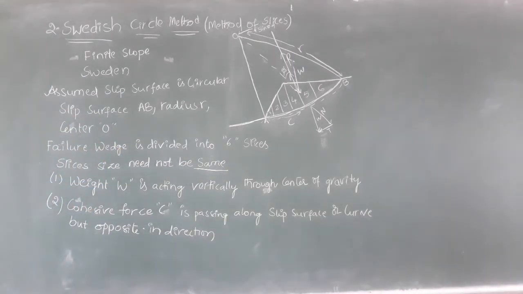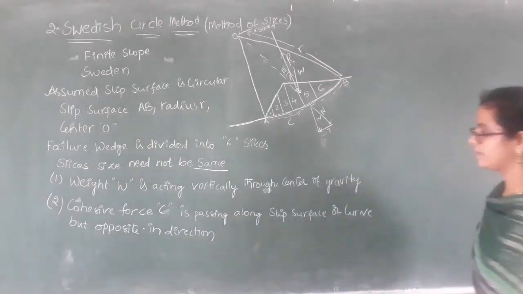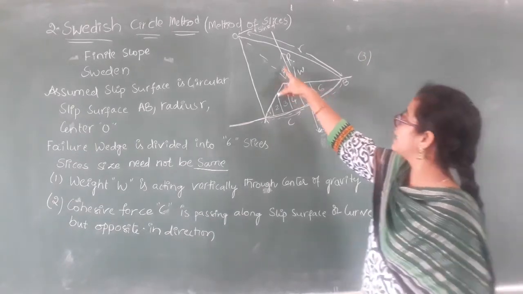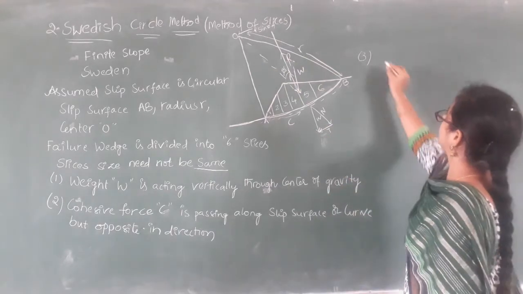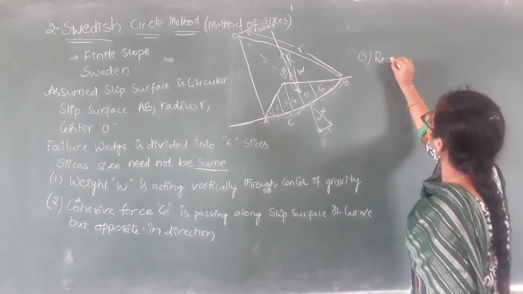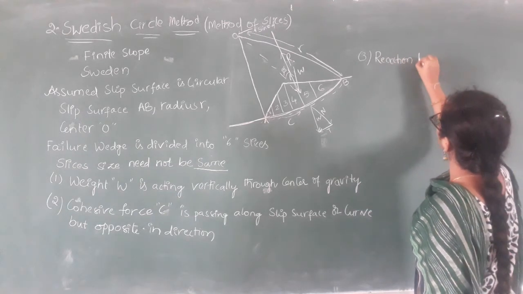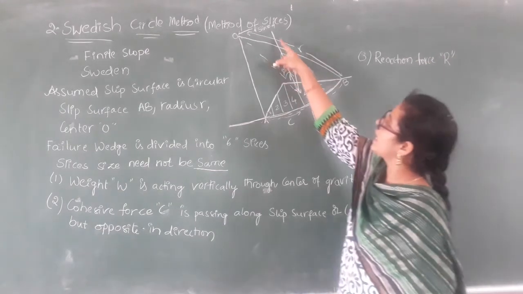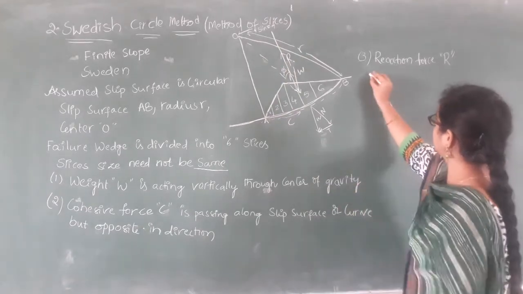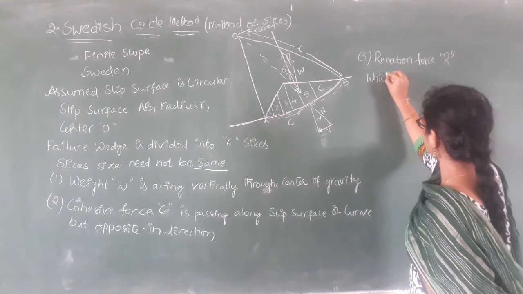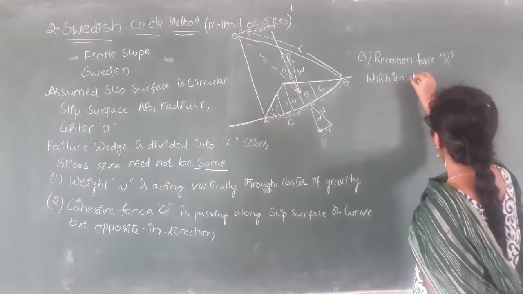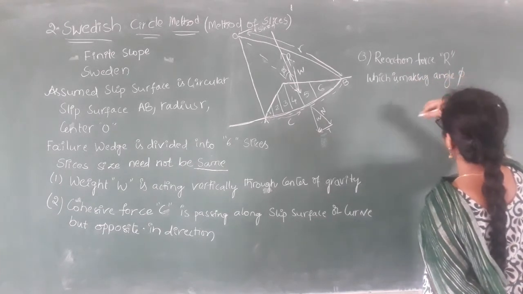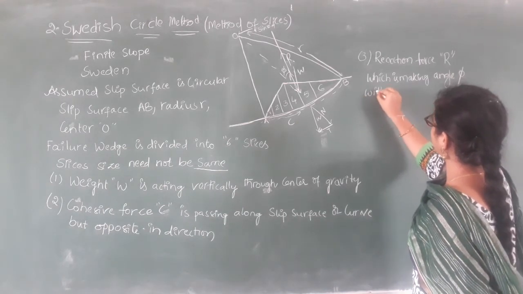So what is the third force that is acting? If you see in the diagram, there is a reaction force called R, which is making an angle phi with the normal component.